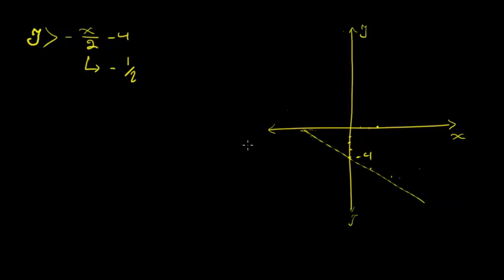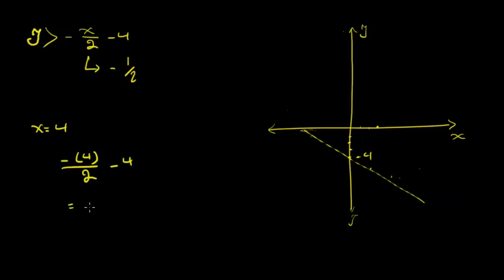Rather, it's greater than minus x over 2 minus 4. So it means if you pick any x, let's say you pick, for instance, 4, then that point is going to be greater than this point on the line. So let's say we have x equals 4, right? Then we solve for this one. We'll have minus 4 over 2 minus 4.